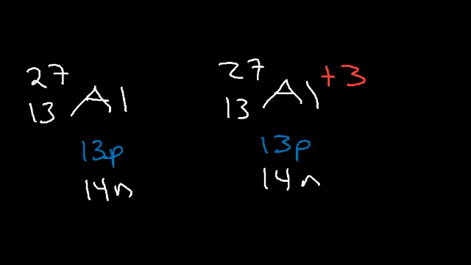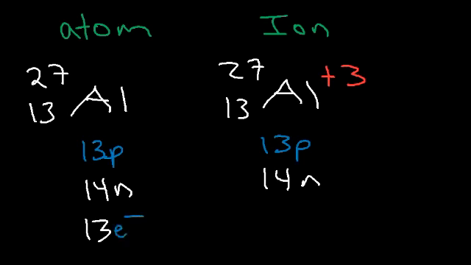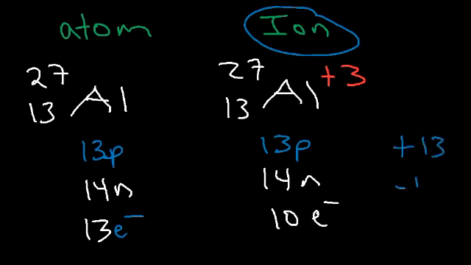Now the number of electrons will differ between an atom and an ion. The number of electrons is the atomic number minus the charge. An atom is neutral, it doesn't have any charge, so it's going to be 13 minus 0. So therefore 13 electrons. Now for the ion, it's going to be 13 minus the charge of 3. 13 minus 3 is 10. So the aluminum ion has 13 protons and 10 electrons. So we can see why the overall charge is positive 3 if you add these numbers.